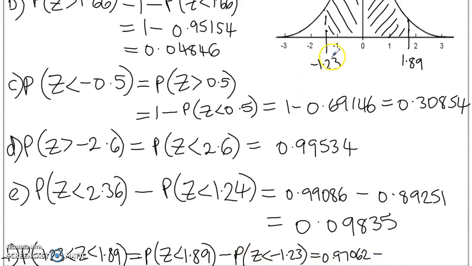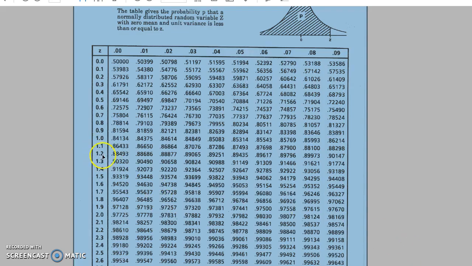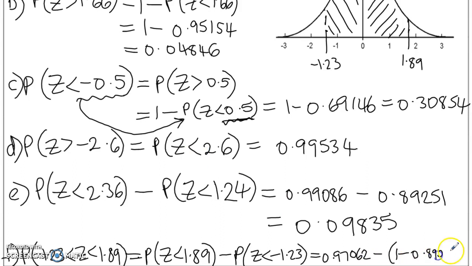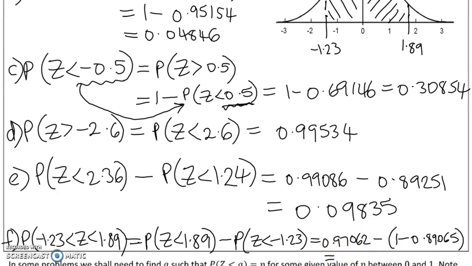but then the other bit I can't look straight in the tables because it's a negative z value. But remember how we dealt with that in part C? We ended up doing 1 minus the equivalent positive z value. So in C we had negative 0.5. We simply did 1 minus the probability of positive 0.5. So here I'm just going to do 1 minus the probability z is less than positive 1.23. So looking in the table, 1.23, 0.89065, and when you work that out, we get 0.86127.